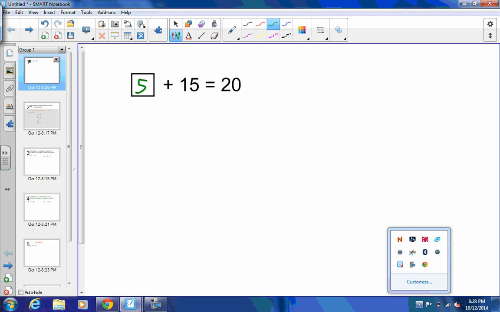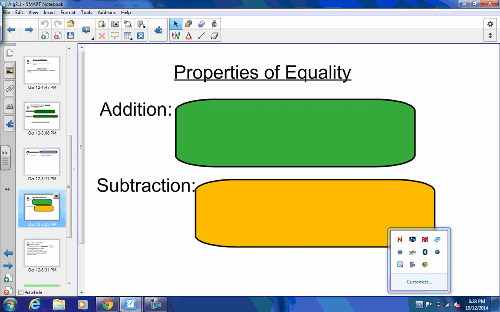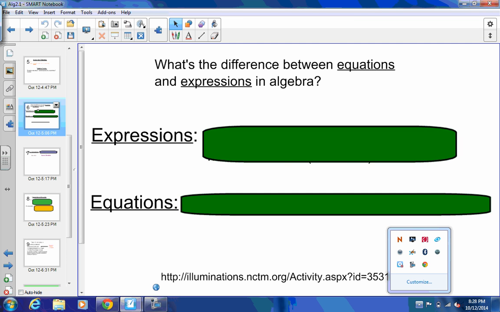Figuring out what's in that box, that's algebra. That's solving an equation. And instead of having the box, oftentimes we are going to see variables. All right. So I want to start you off with something that you might remember seeing in class the other day, or maybe we didn't get to that yet.